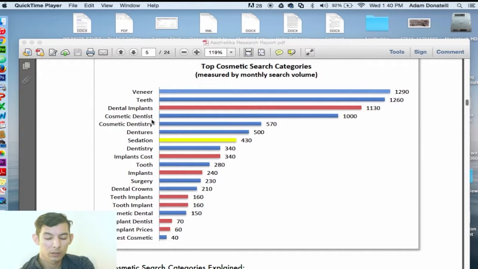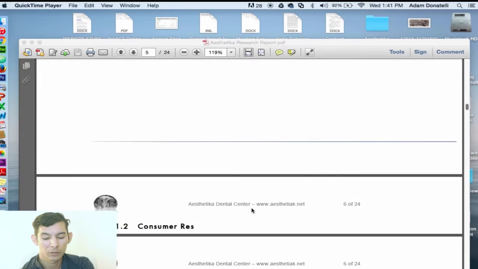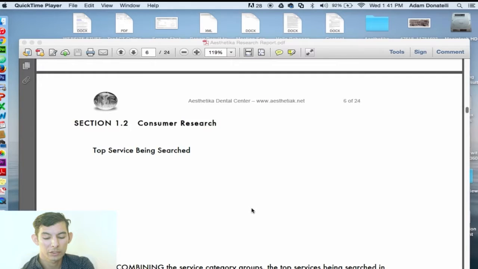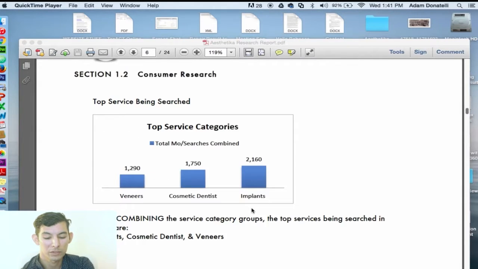What I want next, I did, was combine these categories that are related, such as cosmetic dentist, cosmetic dentistry, sum up these numbers, right? There's another one. Combine these groups, and that is what the next chart is about. Now we've really drilled down and are getting a good understanding of what the top services being searched on the web are for San Francisco. Okay.